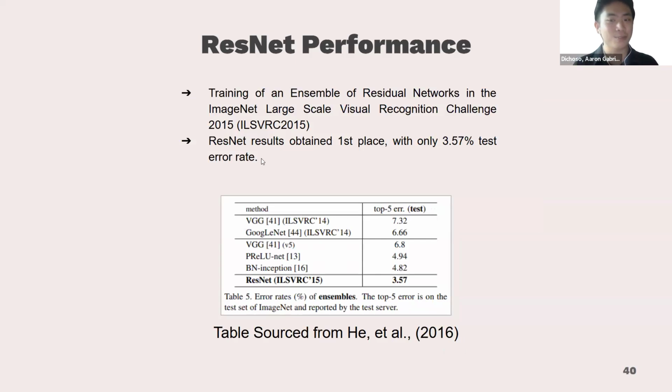ResNet obtained first place in the ImageNet Large Scale Visual Recognition Challenge of 2015, which is actually pretty significant because they only got a 3.57% test error rate. As you can see here, all of the other state-of-the-art networks got errors around 7% to 5%.